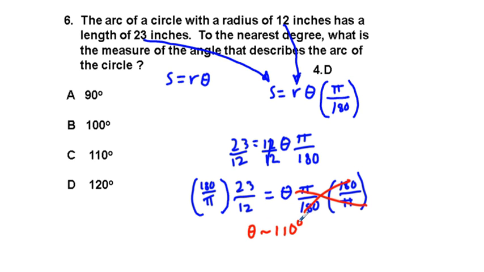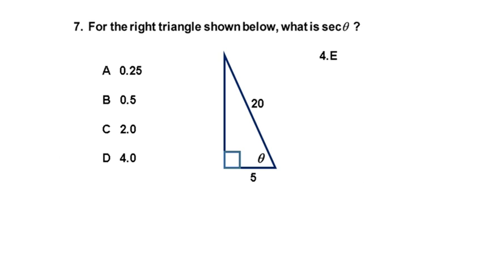Which is approximately 110 degrees, which is close to answer choice C. Next, for a right triangle shown below, what is secant theta? Well, secant, it's basically understanding what our trigonometric ratios are. Secant theta is going to be our hypotenuse over our adjacent, and it's the reciprocal of cosine. Cosine of theta is going to be adjacent over hypotenuse.